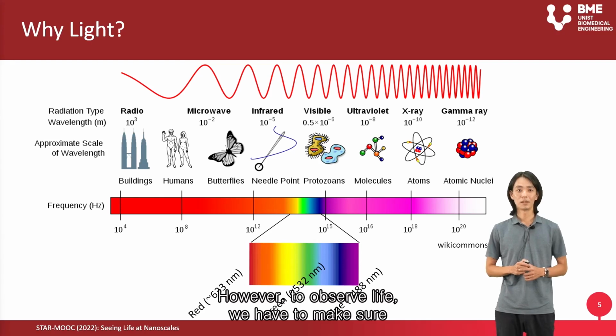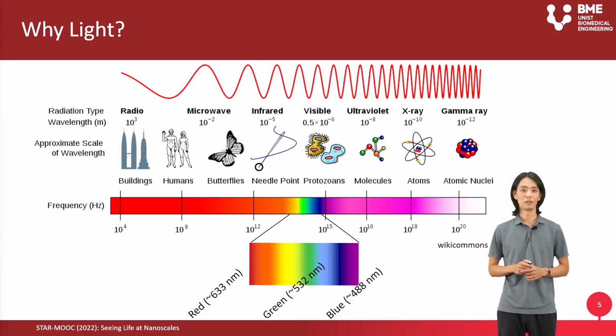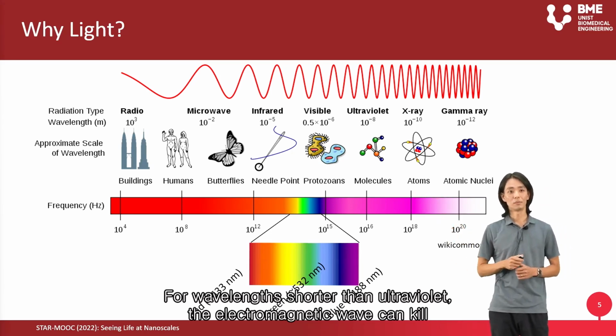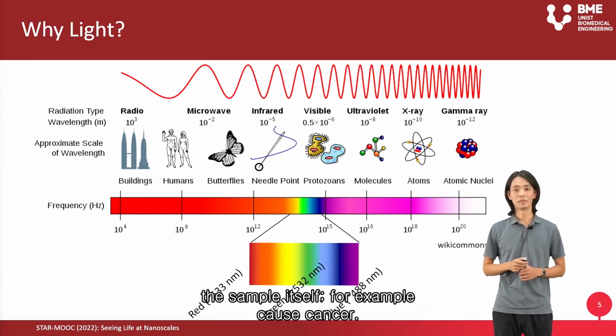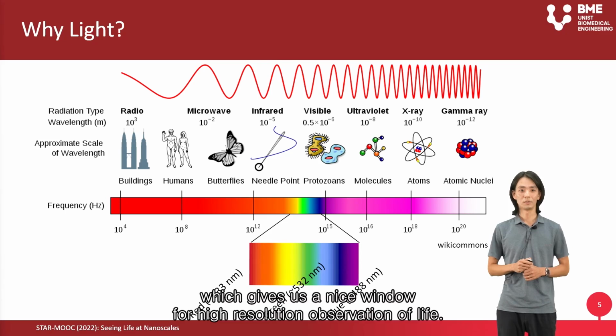However, to observe life, we have to make sure that we do not harm or alter the sample that we are observing. For wavelengths shorter than the ultraviolet, the electromagnetic wave can kill the sample itself. For example, it can cause cancer. In comparison, visible light is very gentle on living cells, which gives us a nice window for a high-resolution observation of life.